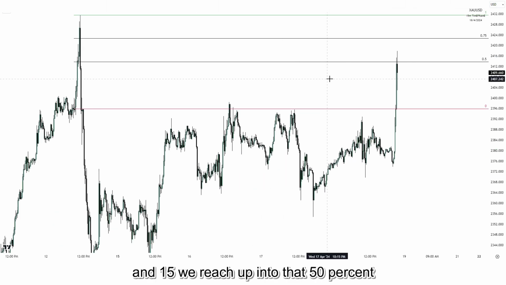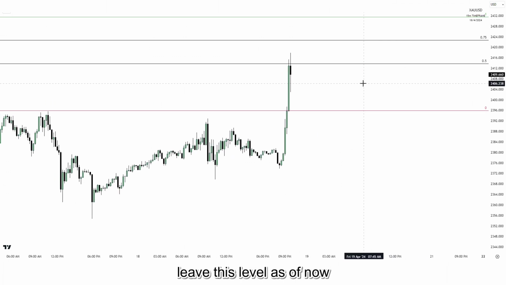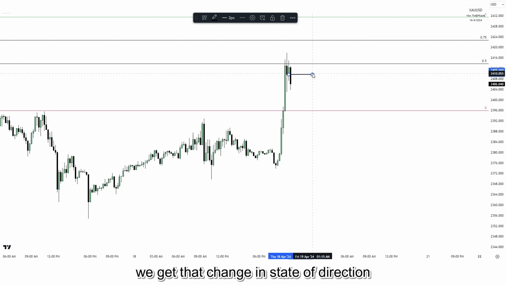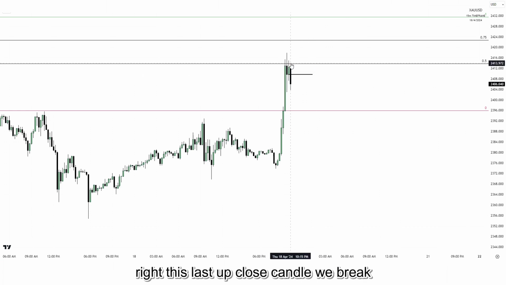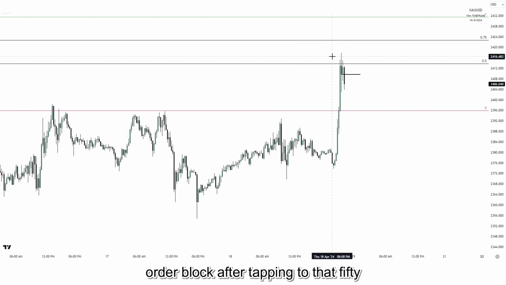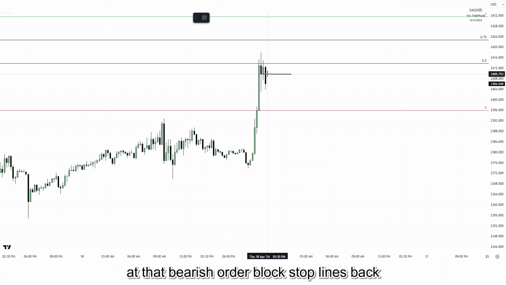M15, we reach up into that 50% level. Let's see if price is willing to leave this level as of now. We get that change in state of direction, right? This last up close candle, we break straight through it, giving us this bearish order block. After tapping into that 50% level, let's put a limit order here at that bearish order block.